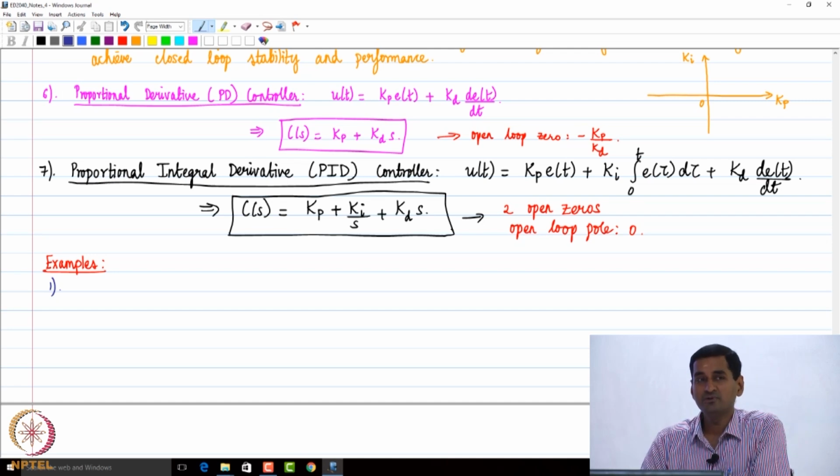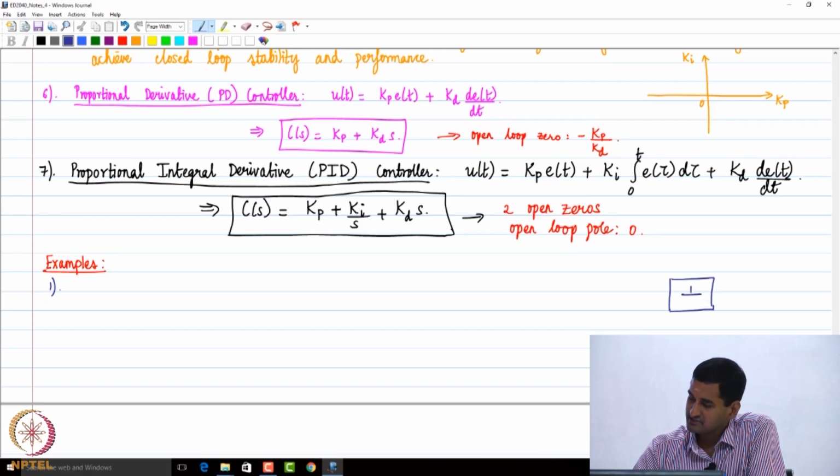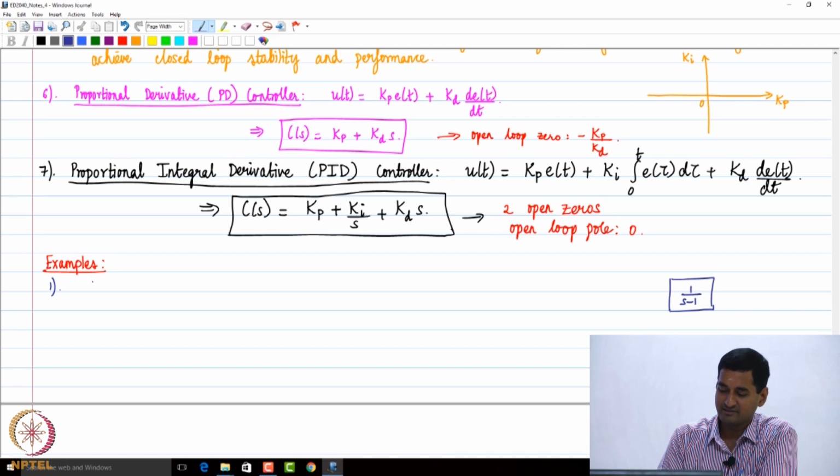I'm going to draw block diagrams and also write things in a methodical manner, and I would strongly suggest that you also follow that, so that we just follow a template. It's not necessary, but that way we will make sure that we don't make any simple mistakes. So let us say we are given a plant transfer function P of s equals 1 divided by s minus 1.